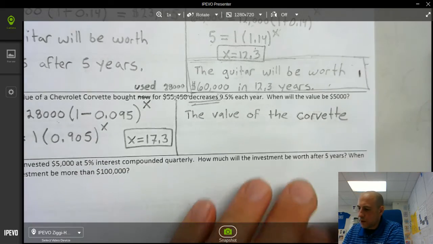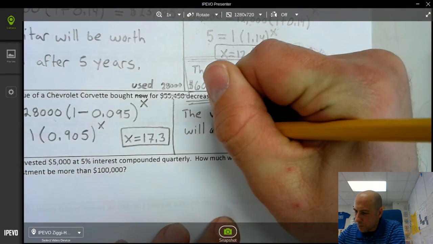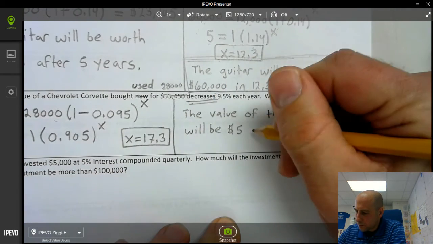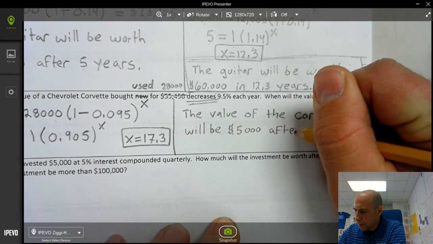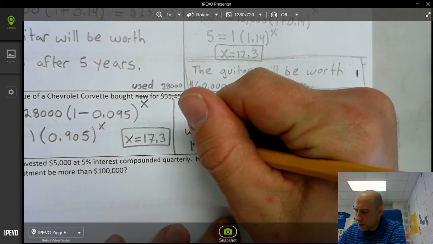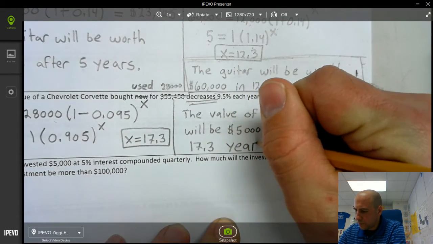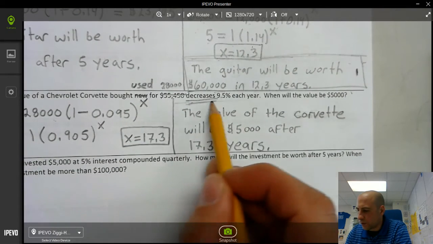The value of the Corvette will be $5,000 after 17.3 years. Wow, that's a lot of loss in value.